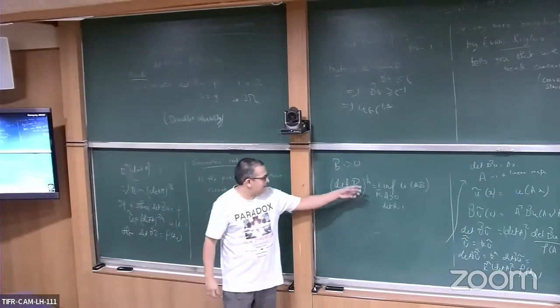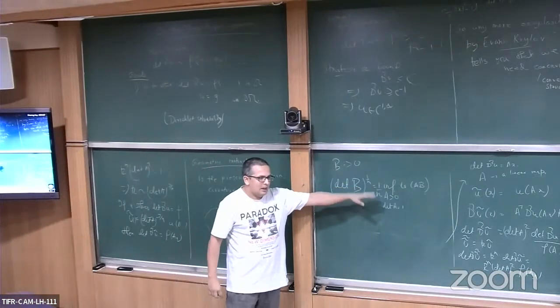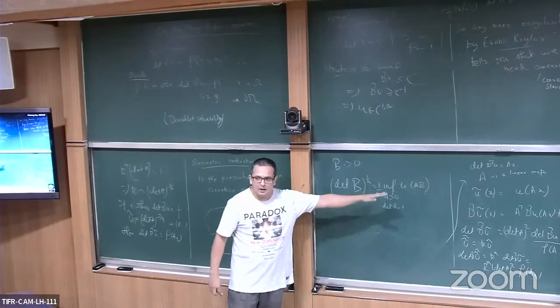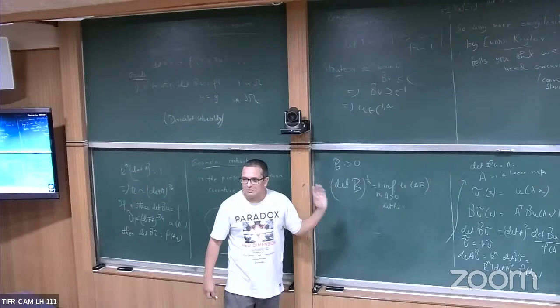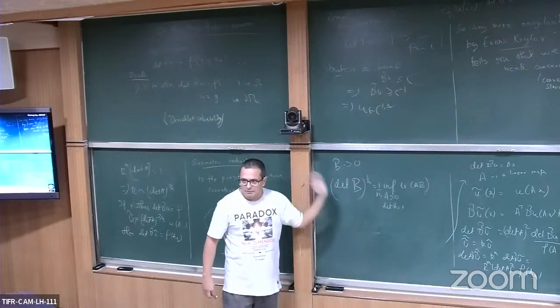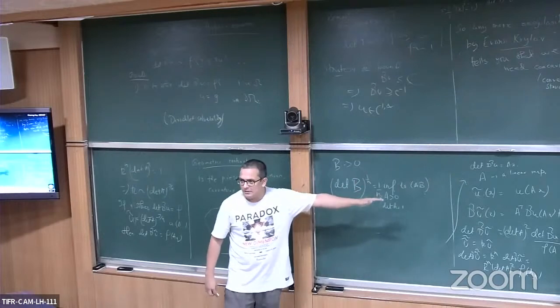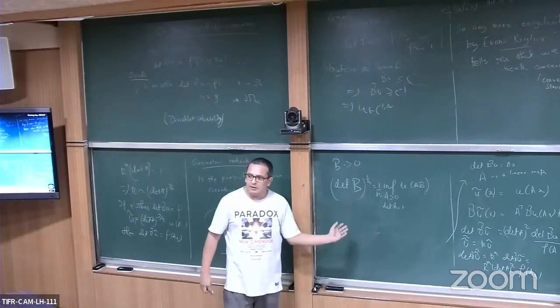So that means that the determinant raised to 1 over n is the infimum of a family of linear operators. So it is a concave operator. Right? So the Monge-Ampère operator is an extremal operator. It is the envelope of a family of linear operators. So that imparts it a non-divergent structure.